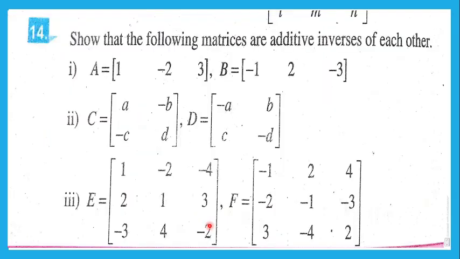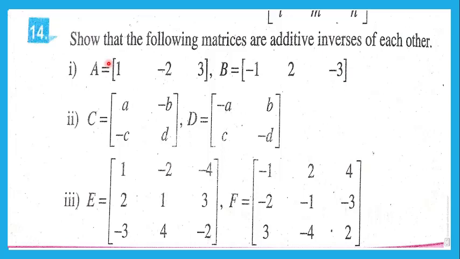Now moving to the next question, which is: show that the following matrices are additive inverse of each other. We have been given these three questions, parts 1, 2, and 3, and in each question we have been given two matrices. So we have to show that in each question the two matrices given to us are additive inverse of each other.